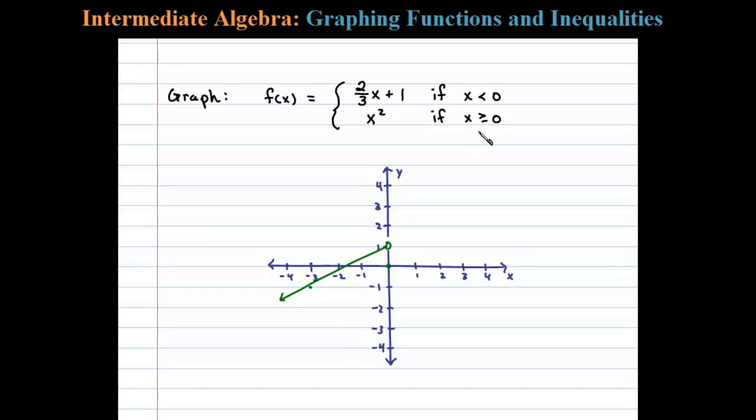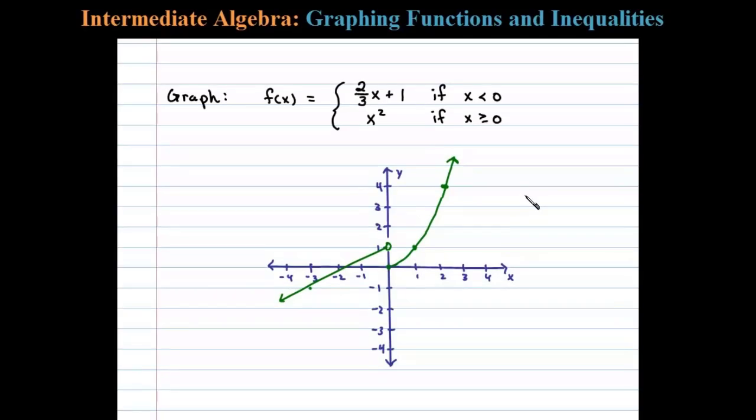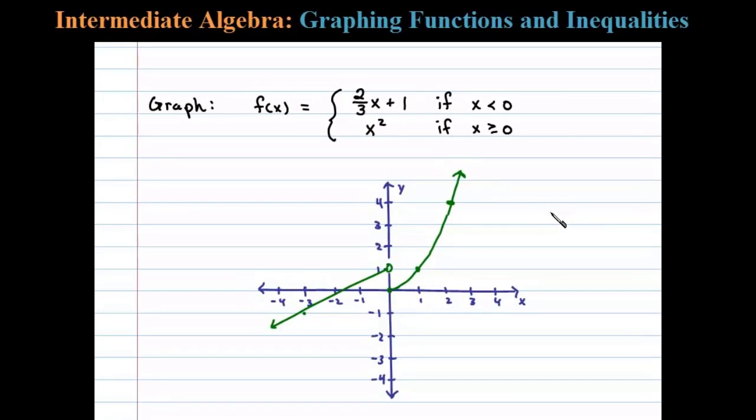If I substitute x equals 1, we can get another point, (1, 1). Substituting in x equals 2, another point would be (2, 4). And we can see the portion of the squaring function here when x is greater than or equal to 0. And so there we have the graph of the piecewise defined function f of x.